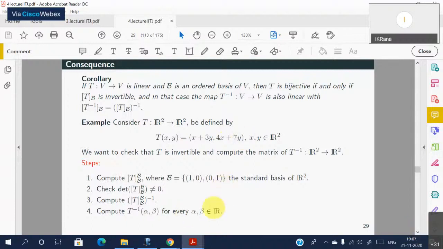Probably it's a good exercise to work out. I don't know, a tutorial session may not have that much time to work out examples, but it's a good exercise. It involves everything: computing the inverse, then computing the matrix of the inverse, and checking that this formula works very well.